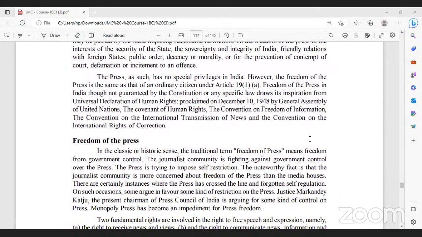Here, we have to understand that the press as such has no privilege when we are talking about India. However, the freedom of press is the same as that of any ordinary citizen under Article 19(1)(a). Freedom of press in India, though not guaranteed by the constitution or any specific laws drawn, is an inspiration from the Universal Declaration of Human Rights.